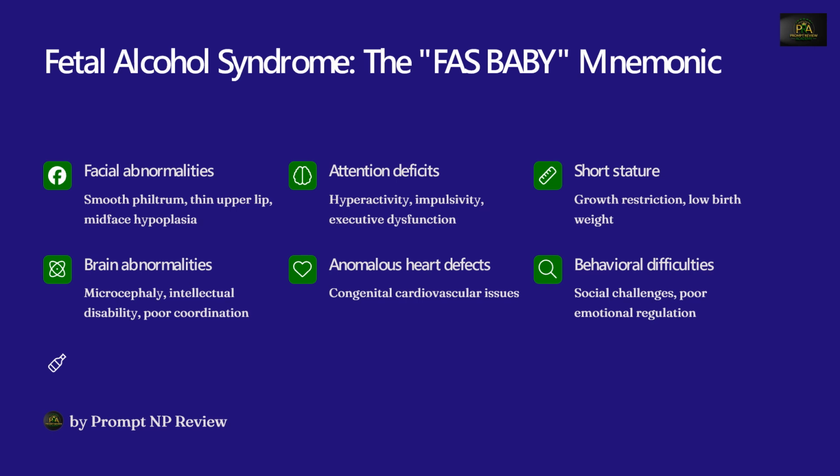And you see in their brain abnormalities, they are going to have microcephaly, small head. And they're going to have growth restriction, low birth weight. And when you talk about this acronym, if this one is more convenient for you, you can use that. Fast baby: F is facial abnormality, A is attention deficit, S is short stature. Then you have your B. B is brain abnormalities. A is anomalies of heart defect, and B is behavioral difficulties.